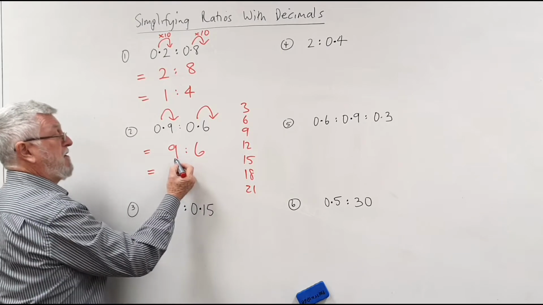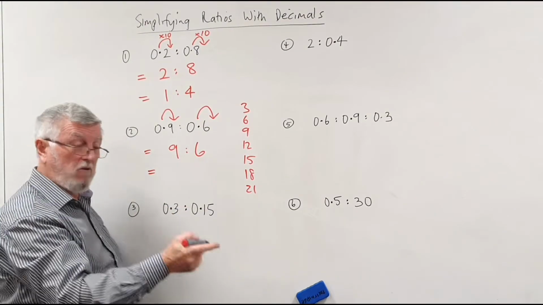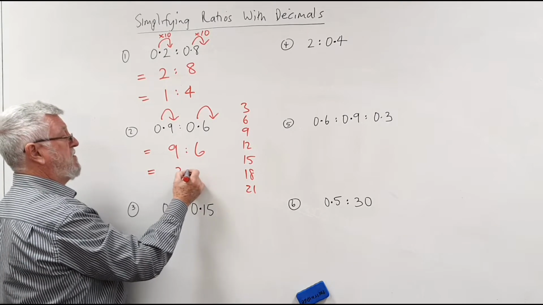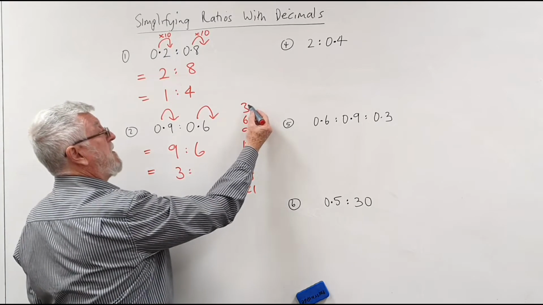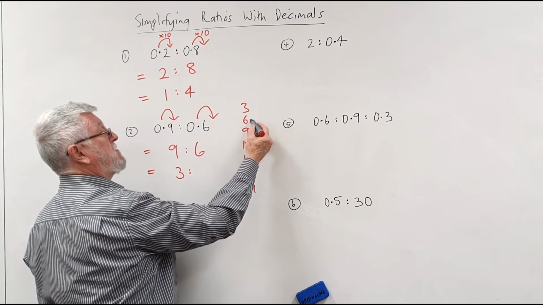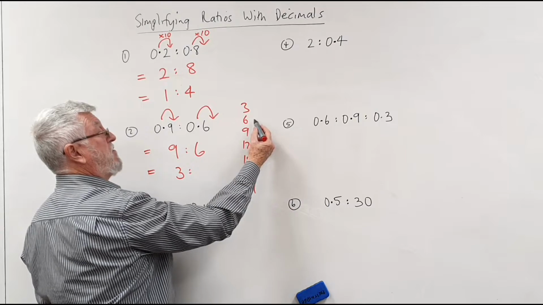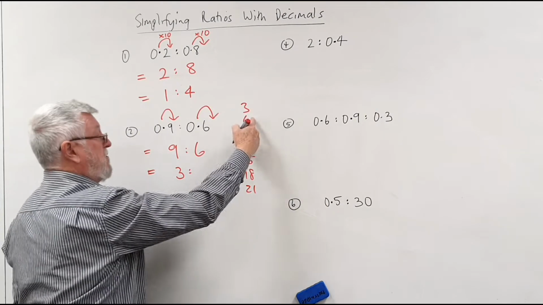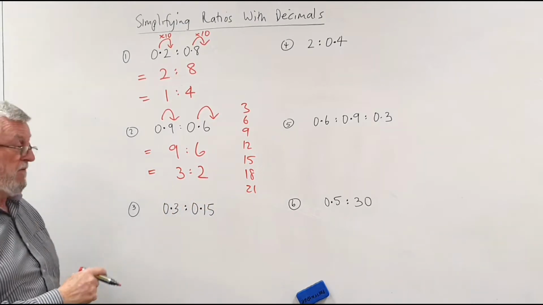So you could have picked up your calculator, but often it'll be in the non-calculator section. How many 3s go into 9? And the answer's 3 times. If you look here, there's the first one, there's the second one, there's the third one. So we went 3 plus 3 plus 3. So 3 into 9 goes 3 times, and 3 into 6 goes twice. And that's your simplified ratio.